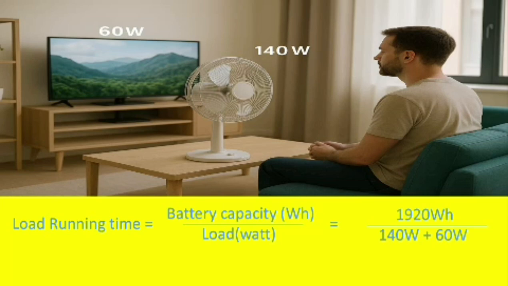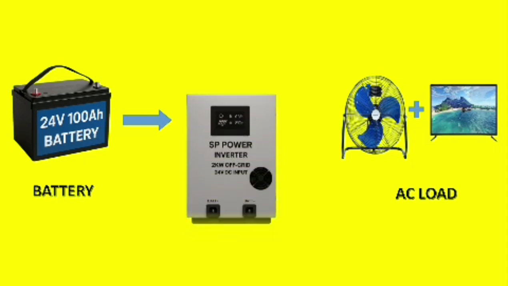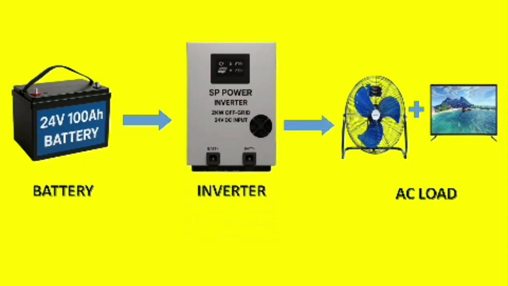You can run these two loads with the above calculated 1.9 kilowatt hour battery for 9.6 hours. But you know that you can't run these AC loads without an inverter. So now we are coming to the practical scenario. In such a case, we need to calculate the battery capacity with inverter parameters.